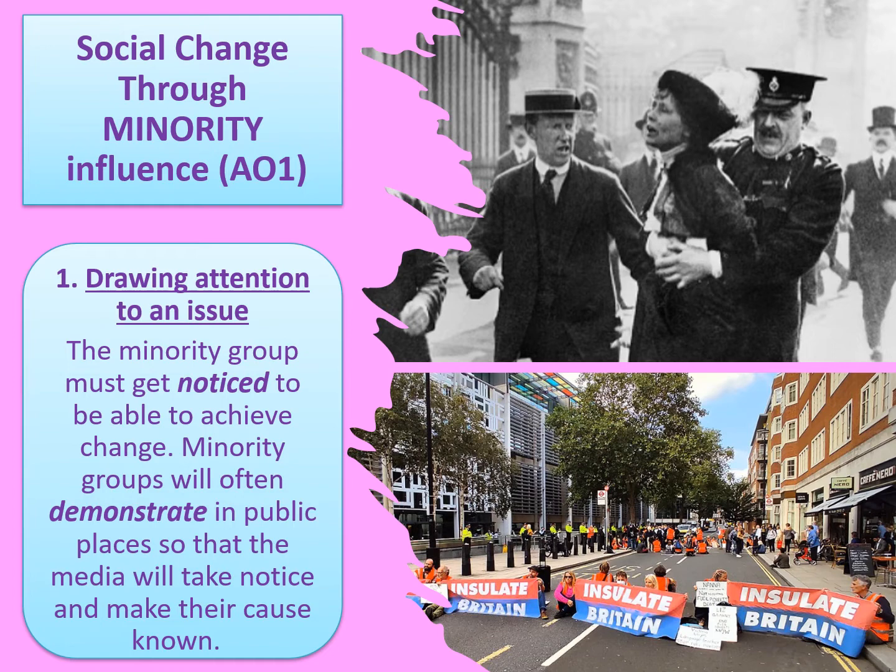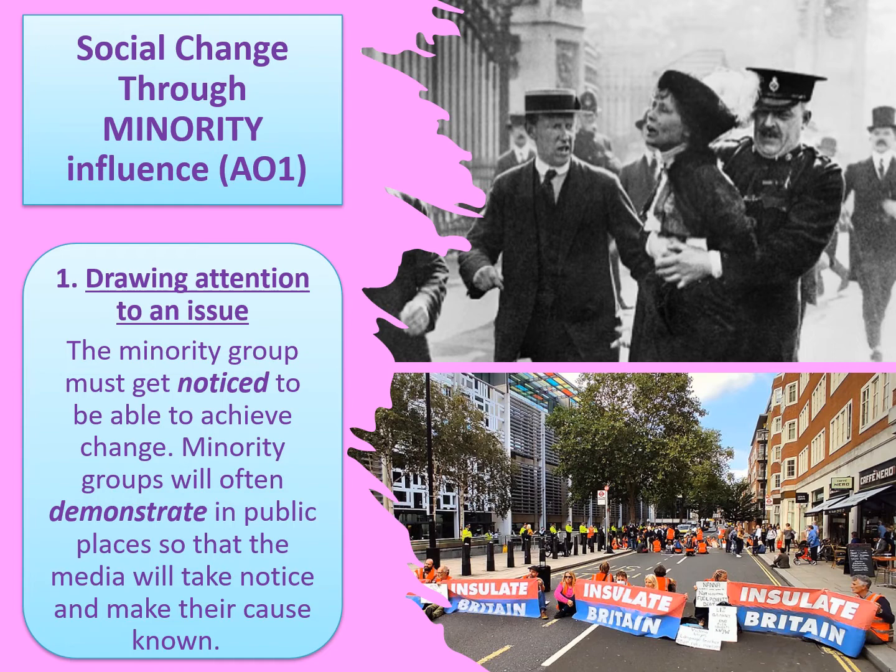So if you're a minority, people won't know what your particular cause is, and so therefore you've got to do something to get noticed. The top picture on the screen is Emmeline Pankhurst, who was arrested outside Buckingham Palace in 1914, trying to give a petition to King George V at the time. She was making a protest and was arrested for that, and the media would have been all over it and interested, drawing attention to her issue, which was obviously the suffragette movement and votes for women.